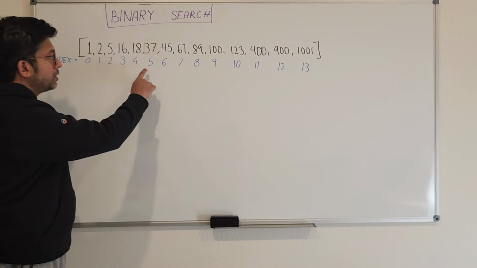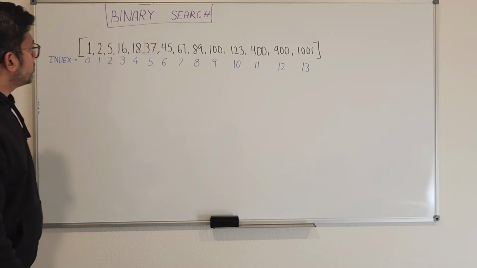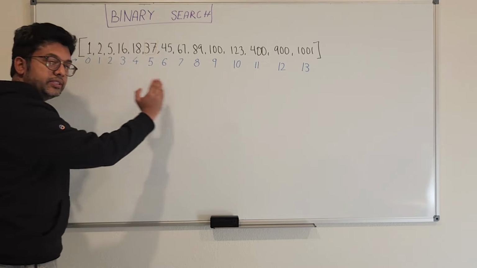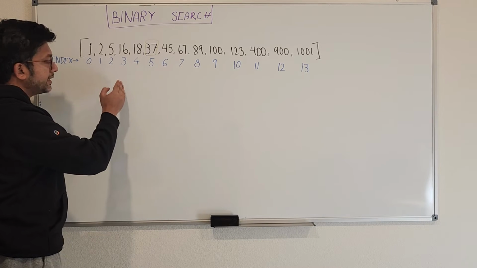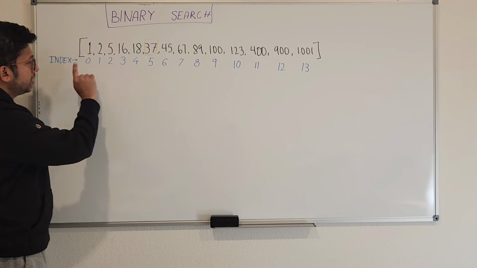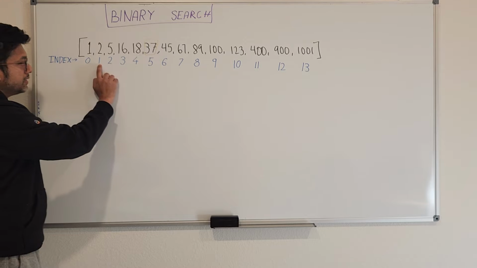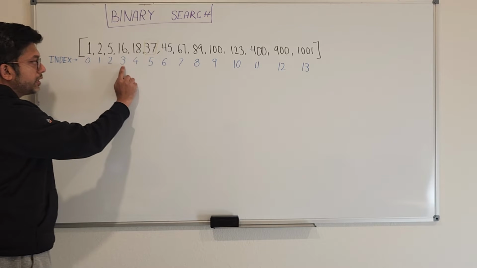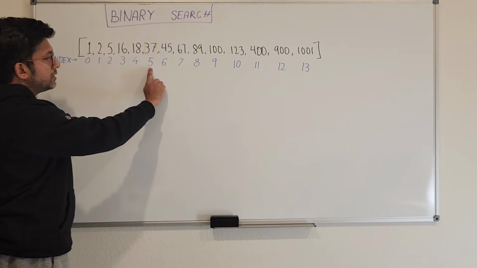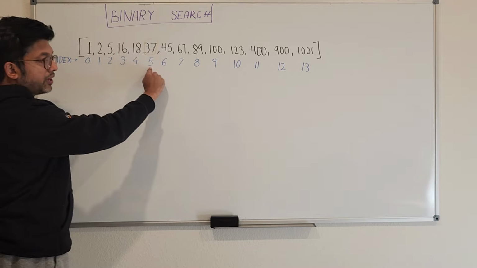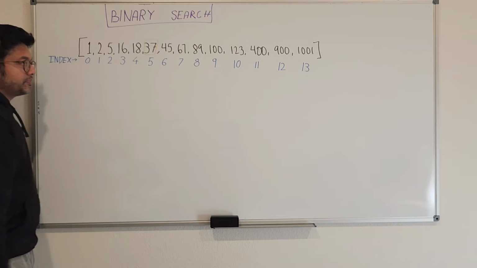Suppose you want to find number 37. The brute force way would be you go through every single item and check if that number is equal to 37. Is this equal to 37? No. This is the index in blue. Is this equal to 37? No. Keep going, keep going, keep going. The number at index 5 is 37, so I return 5.